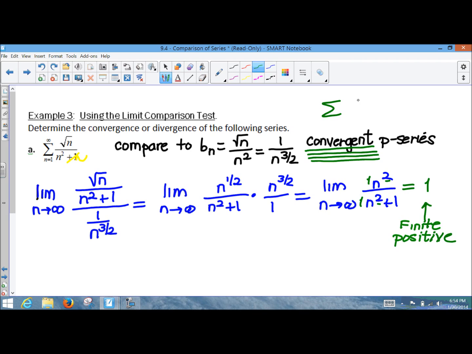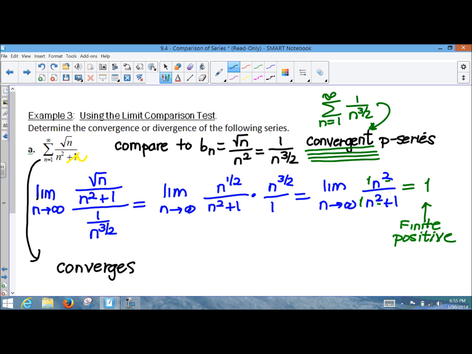The 1 over n to the 3/2 as n would go from 1 to infinity. Since we know that converges, then we also know that our original series converges.